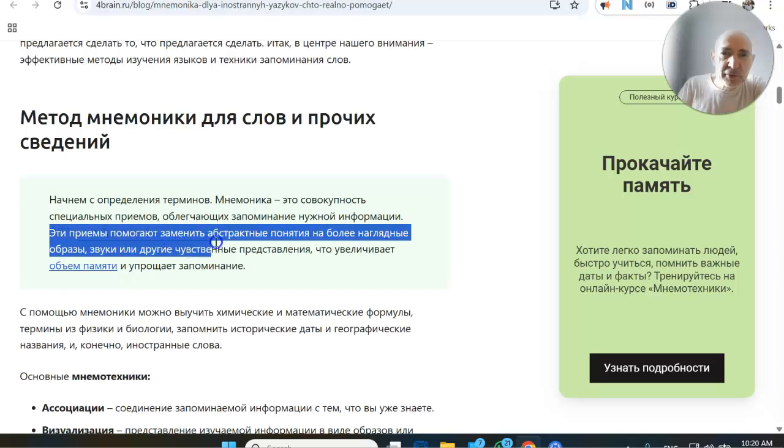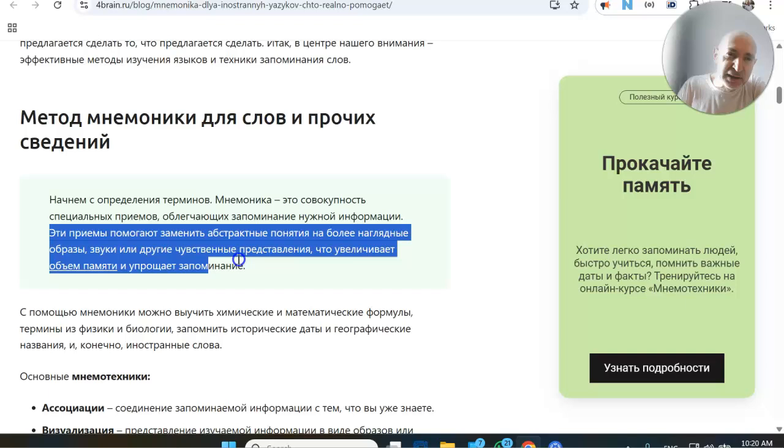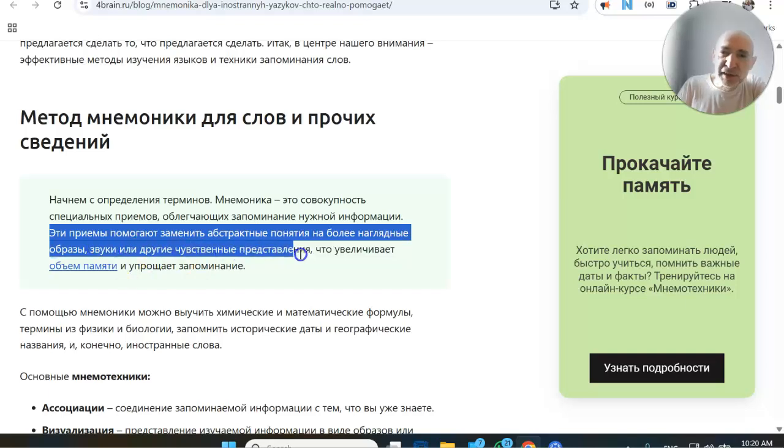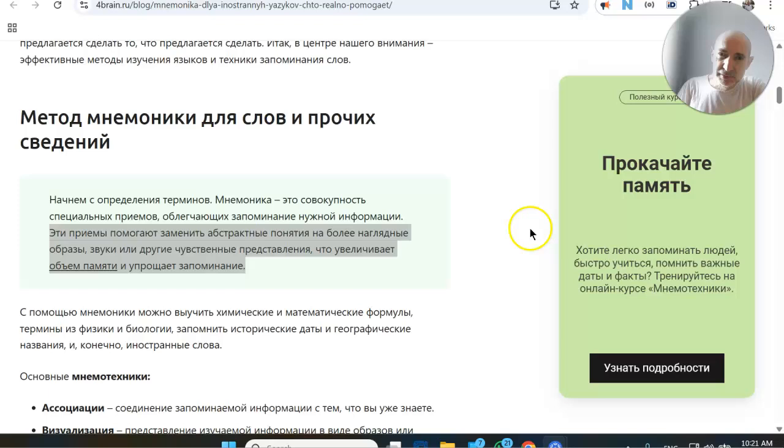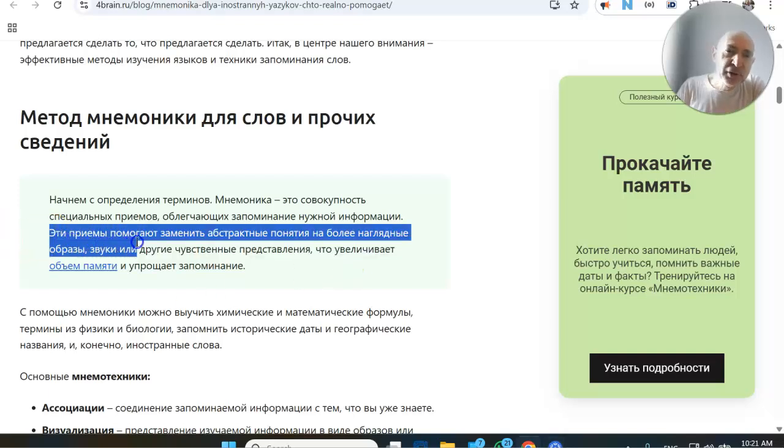Эти приемы помогают заменить абстрактные понятия на более наглядные образы, звуки и другие чувственные представления, что увеличивает объем памяти и упрощает запоминание. So приемы we translate as methods. Заменить means to change. And понятие means concept. So понятия, please underline and write above the word concepts. Therefore, эти приемы помогают заменить абстрактные понятия. So those methods help change or replace.